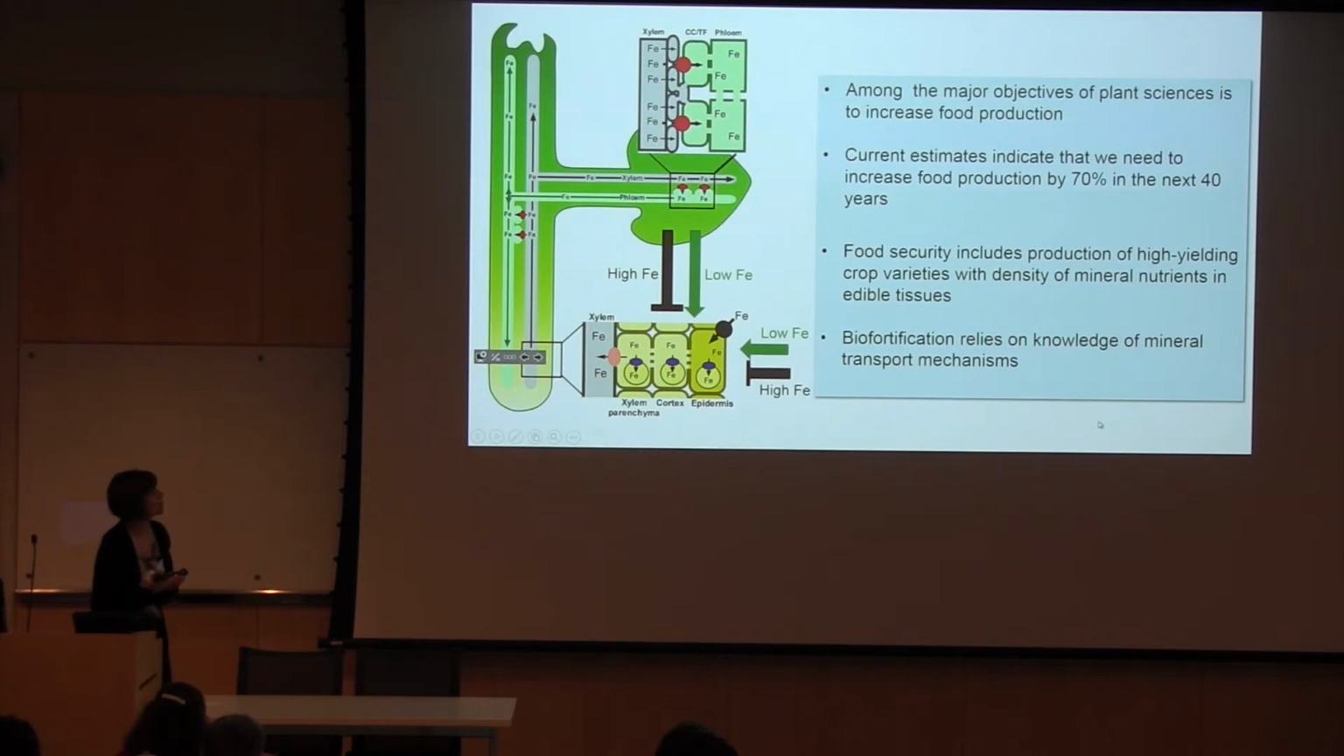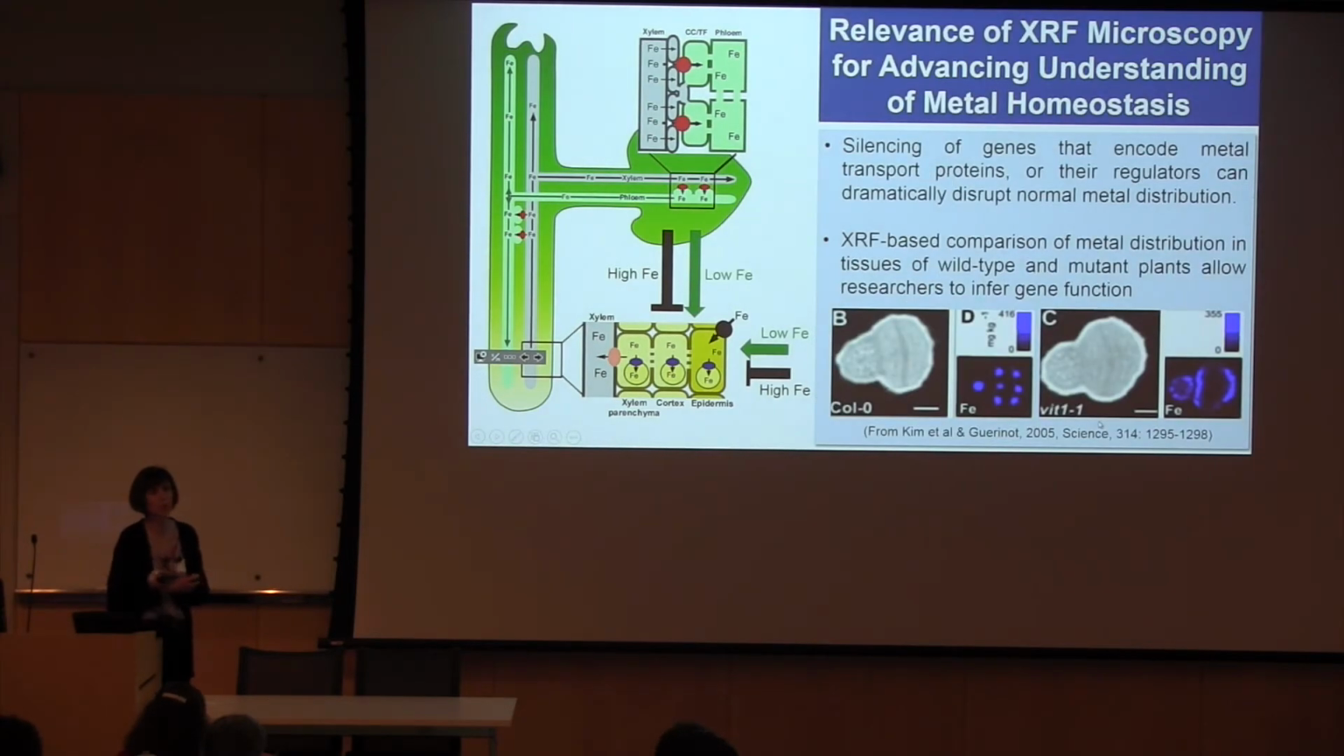And in that regard, X-ray fluorescent microscopy emerges as a really powerful tool which allows us to identify novel genes and characterize genes which are involved in mineral nutrient homeostasis. The reason why XRF is so useful is that in many cases, disruption of genes encoding transporters or regulators of the transporters will lead to changes in the spatial distribution of elements in a plant, in a tissue, or subcellularly.